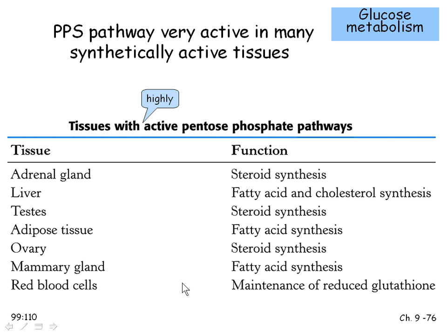But another one that has a highly active pentose phosphate pathway, interestingly, is red blood cells. And they use it because they need large quantities of what's called glutathione, and we'll see what that is in a second. It's kind of a regulator of reducing power.